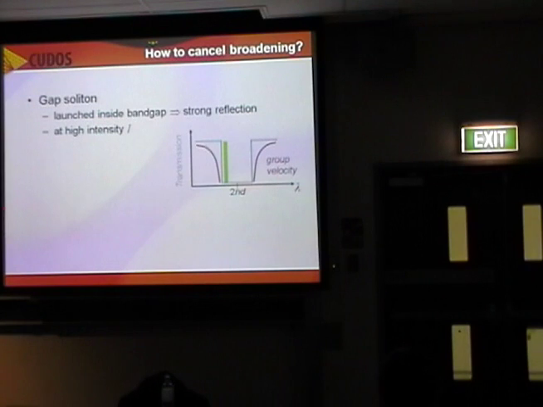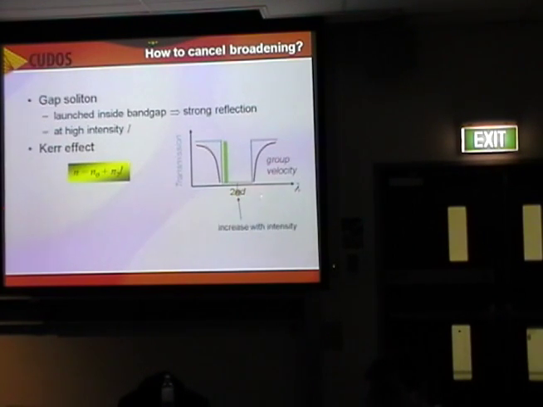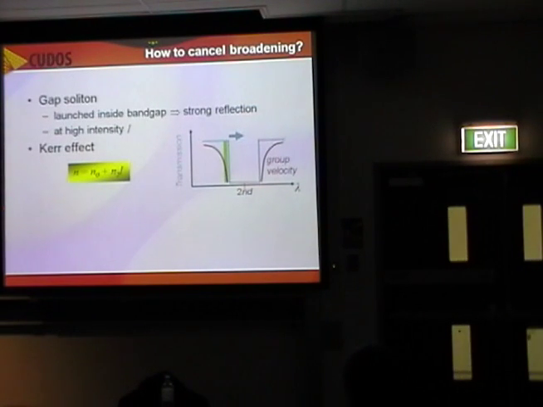So this is what we do. At low powers, nothing gets through. We turn up the intensity, the Kerr effect kicks in, this intensity-dependent refractive index, and it raises the index. The Bragg wavelength, remember, is 2 times n times d, where n is the index, so the index is going up. What does that do? It shifts the grating to the right.